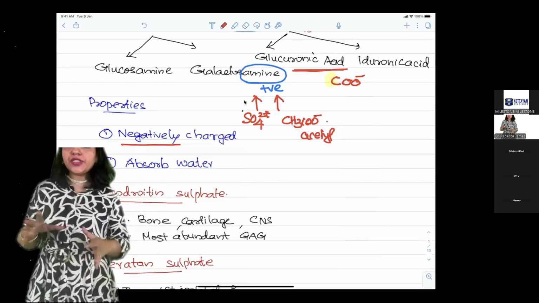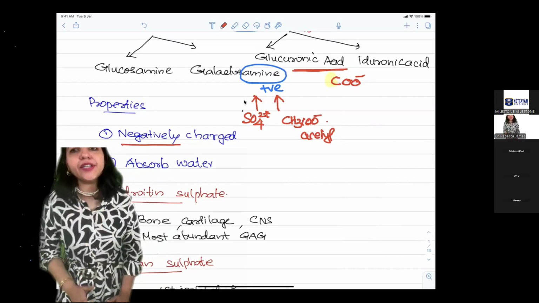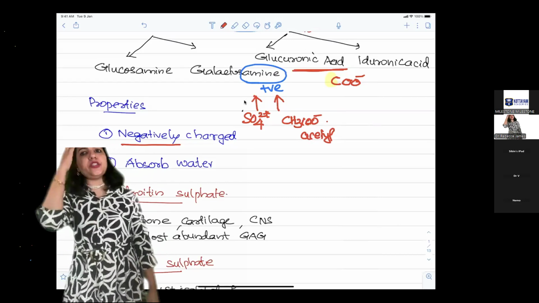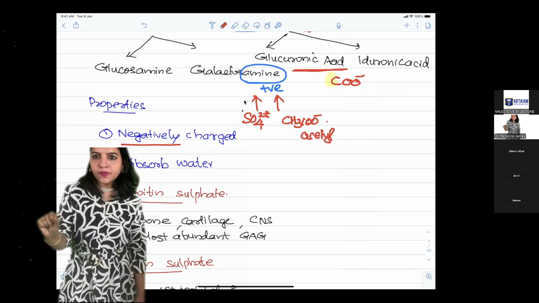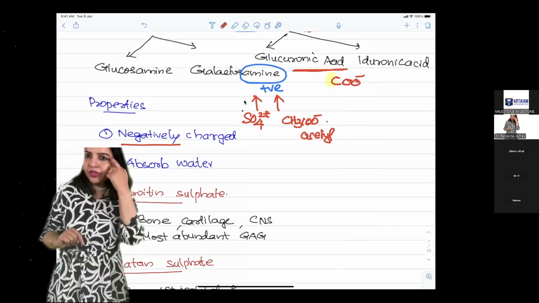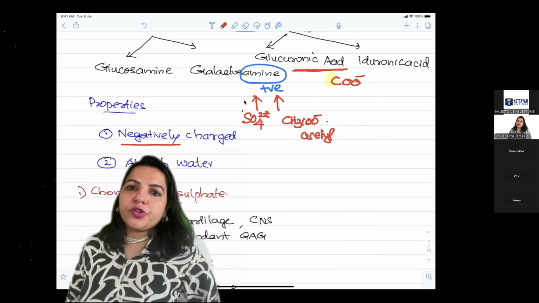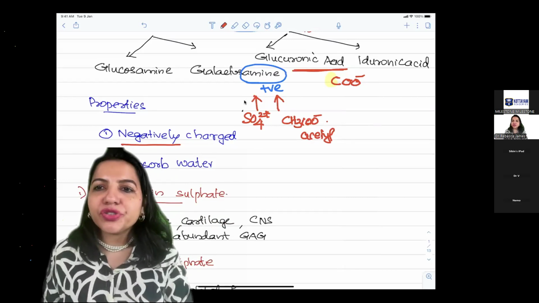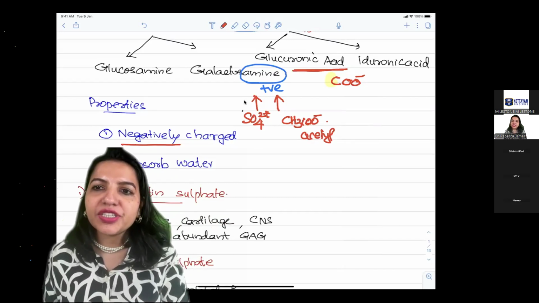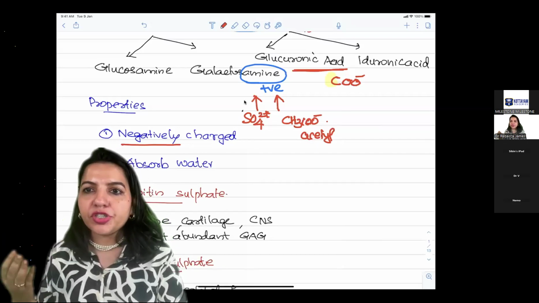Now, after some time, what will happen to the joints? One of the most important supplements that you prescribe in ortho posting is for joints. Chondroitin sulfate. What is chondroitin sulfate? It is a glycosaminoglycan. The joints are mobile because of this negative charge repelling each other.